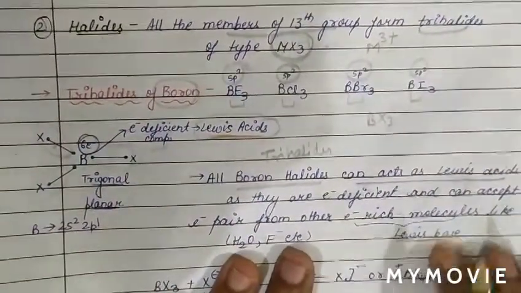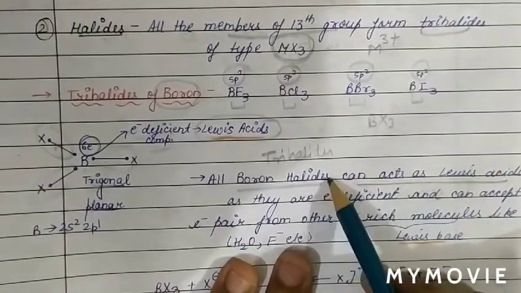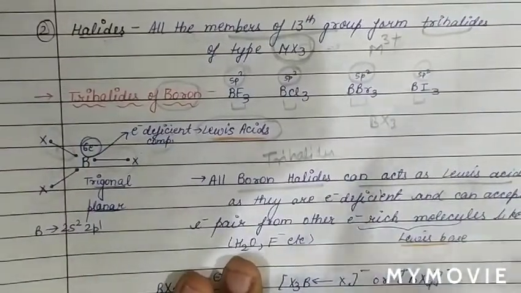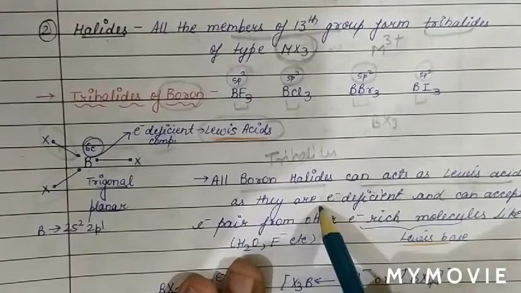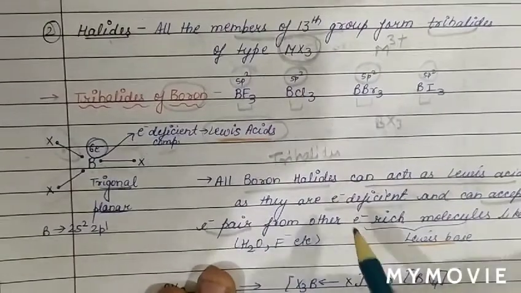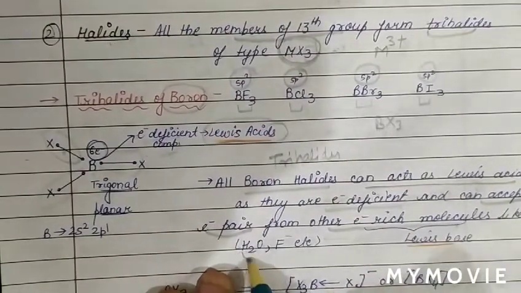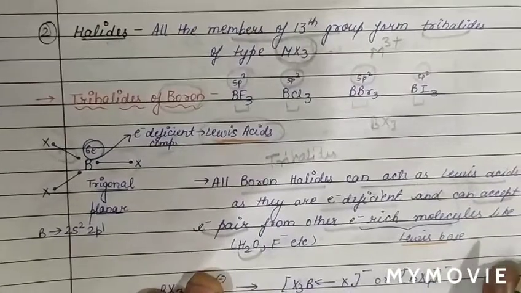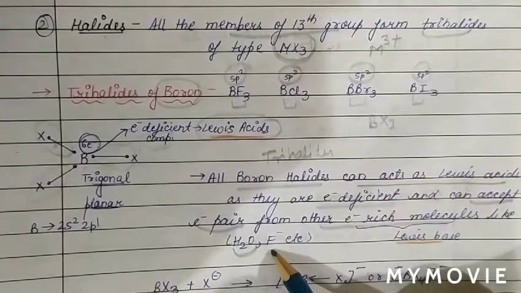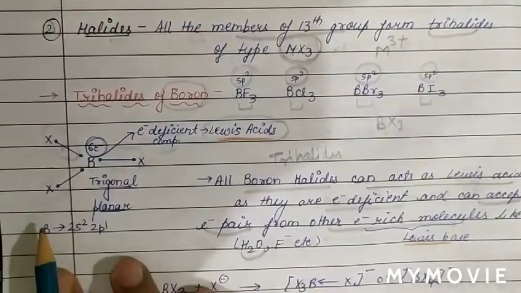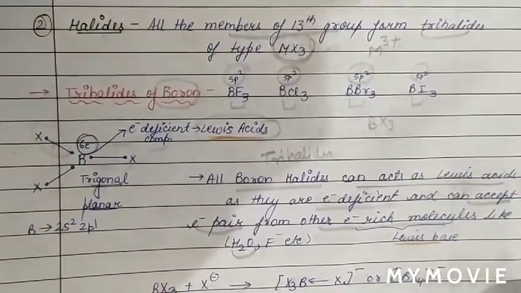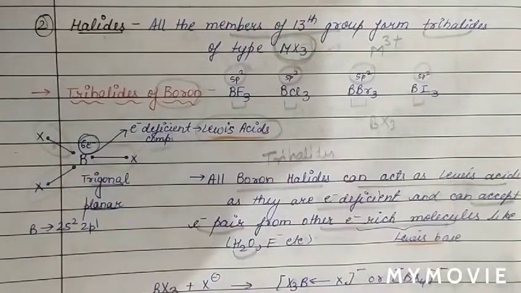So all boron trihalides can act as Lewis acids due to deficiency of electrons around their central atom. They are electron deficient and can accept an electron pair from other electron rich species. Like in water, oxygen can donate an electron pair. Like F minus, fluorine can donate an electron pair. So trihalides of boron are electron deficient in nature, and electron rich species can donate an electron pair to the central atom.